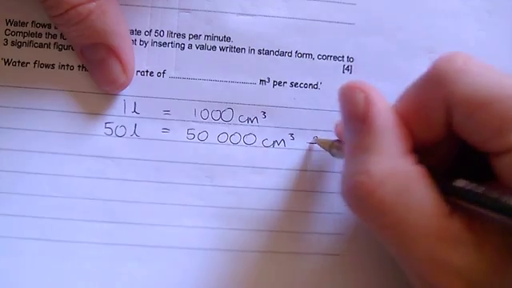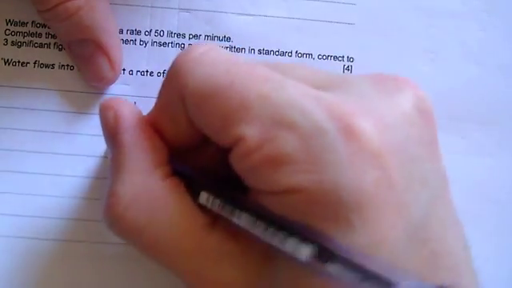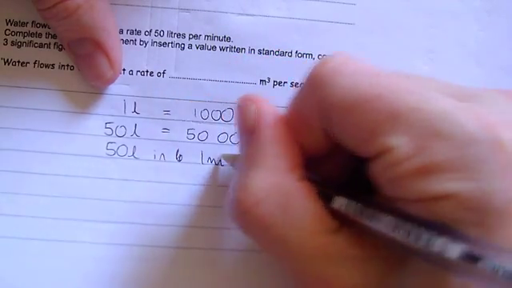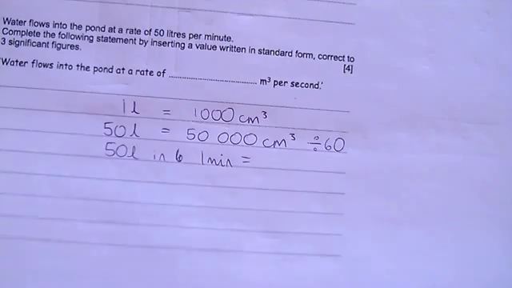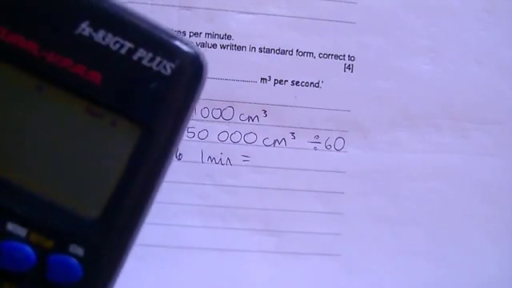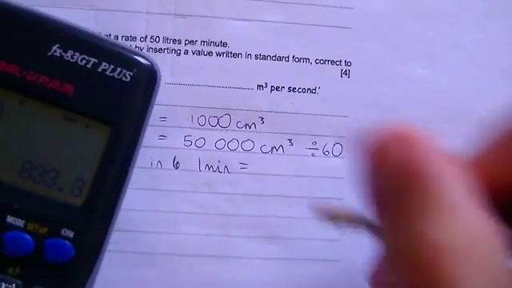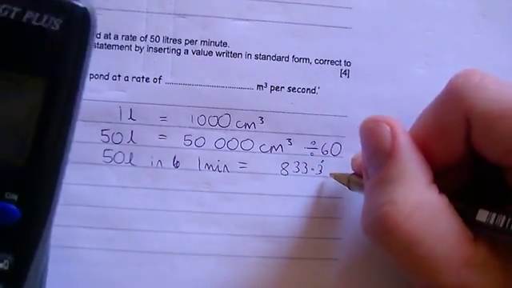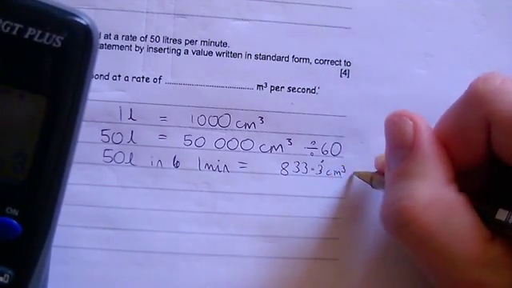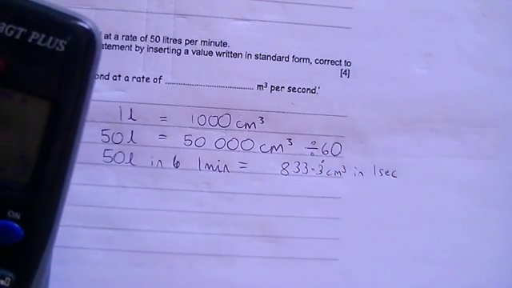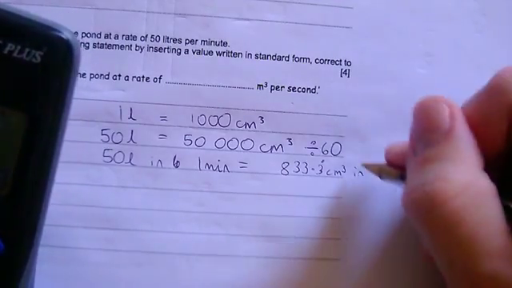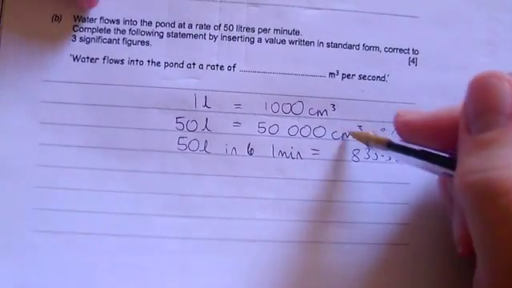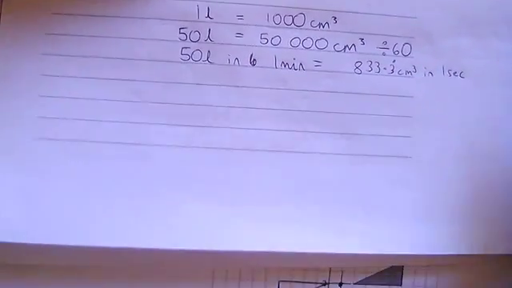If you then said divide that by 60 to get 50 litres in 1 minute, so 50,000 divided by 60 would be equal to 833.3 recurring centimetres cubed in 1 second. That would actually get you a mark. So you'd be on 2 marks out of the 4 here already. Unfortunately, it's not quite as simple as that because this answer is in centimetres cubed. We need to change it into metres cubed.